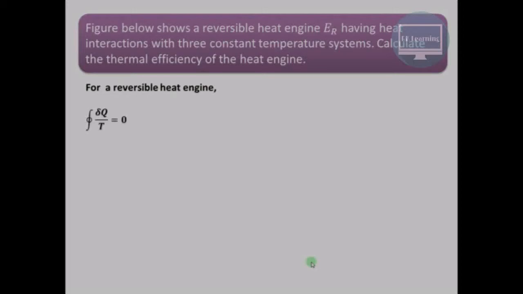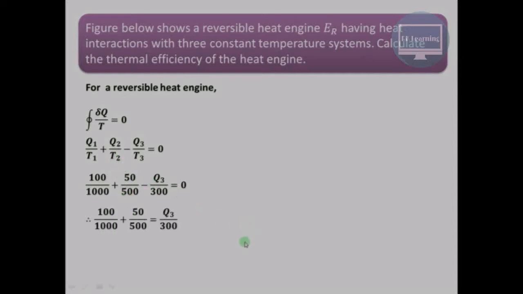Now we know that for a reversible heat engine, the cyclic integral of dQ upon T is equal to 0. So we can say that Q1 upon T1 plus Q2 upon T2 minus Q3 upon T3 is equal to 0. Q1 and Q2 are the heat supplied, so they are considered positive, whereas Q3 is the heat rejected and therefore it is considered negative. Now substitute the values. Q1 is 100, T1 is 1000 Kelvin, Q2 is 50 kJ, T2 is 500, and we can easily find the value of Q3. The value of Q3 that we will obtain is 60 kJ.